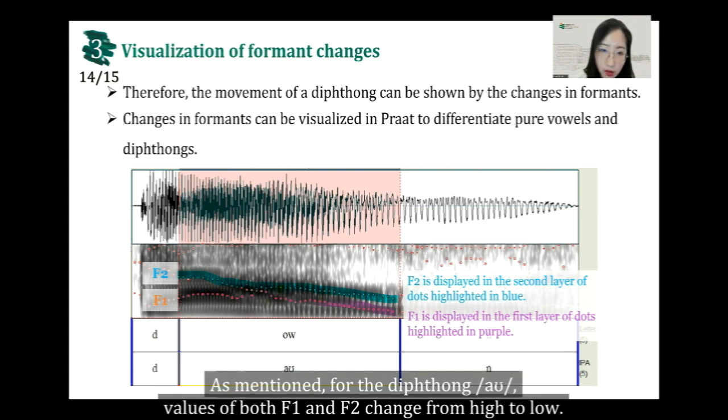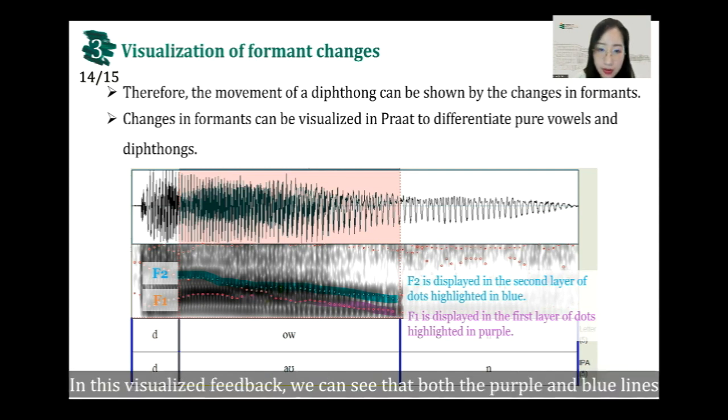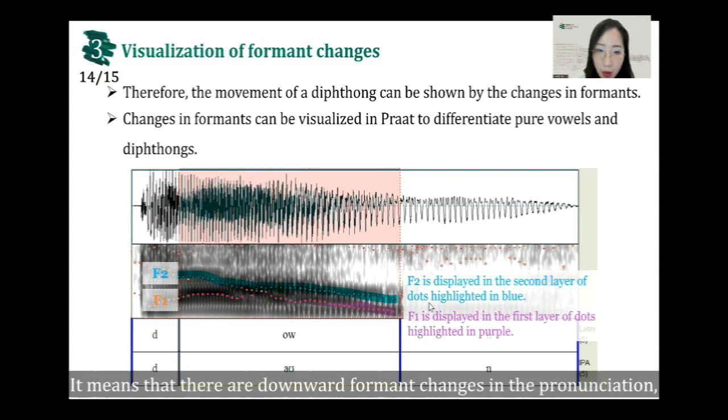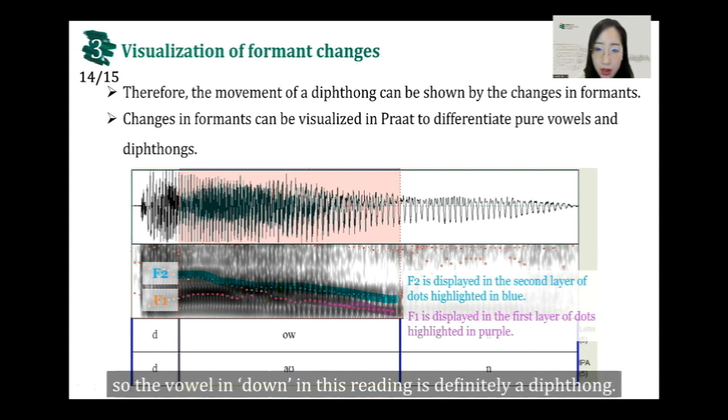As mentioned, for the diphthong ow, values of both F1 and F2 change from high to low. In this visualized feedback, we can see that both purple and blue lines are falling from the beginning of the diphthong to the end. It means there are downward formant changes in pronunciation. So the vowel in down in this reading is definitely a diphthong.